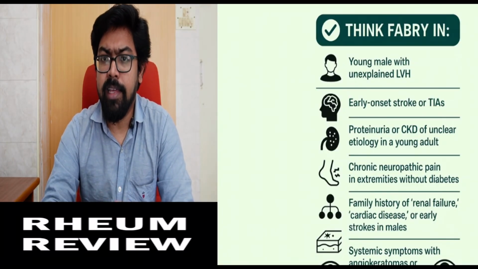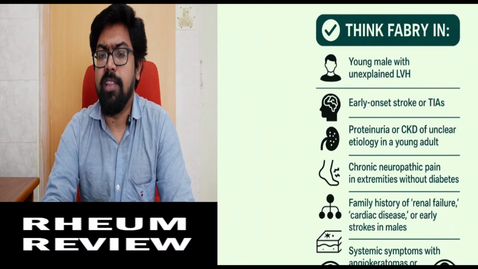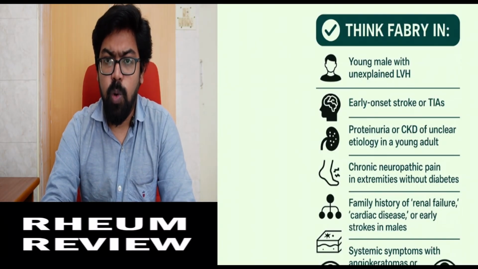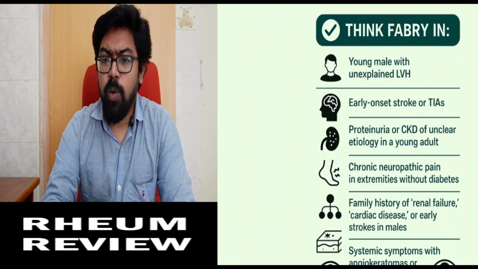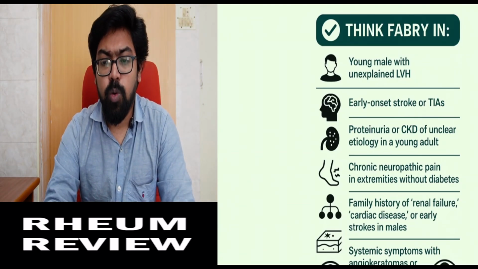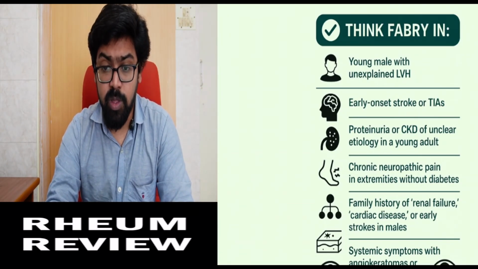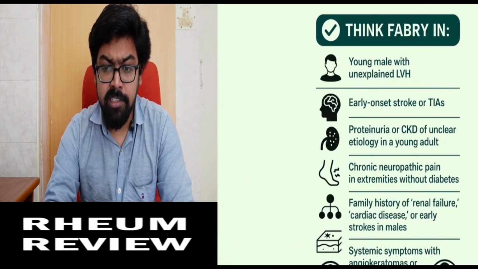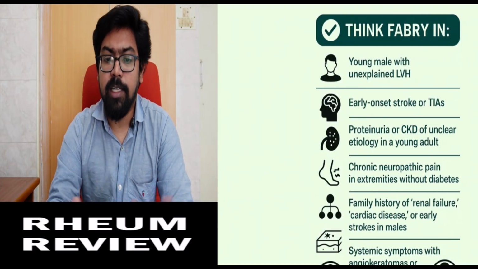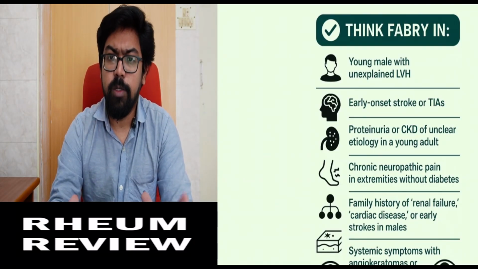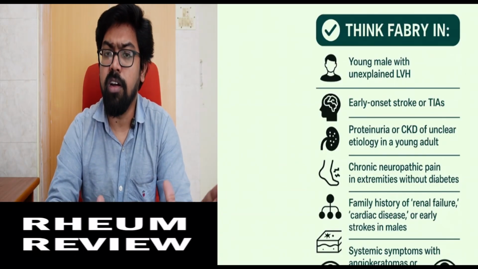When should we think Fabry? If a young male comes with an unexplained left ventricular hypertrophy, early onset stroke or TIA, proteinuria or CKD of unclear etiology in a young adult, chronic neuropathic pain in the extremities without diabetes, family history of renal failure or cardiac disease or early strokes in males, or systemic symptoms with angiokeratoma or corneal changes, you should think of Fabry as one of your differential diagnoses.